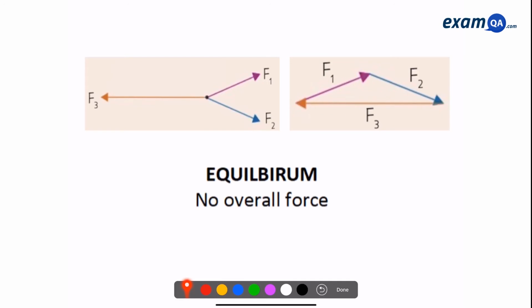And also in this one arrow is equal to 2 other arrows. So imagine that's 10 and 10, and this was 20. So overall, 20 going this way and 20 going that way. So again, there's no overall force in this scenario. So an object that has no overall force, we can say is in equilibrium.